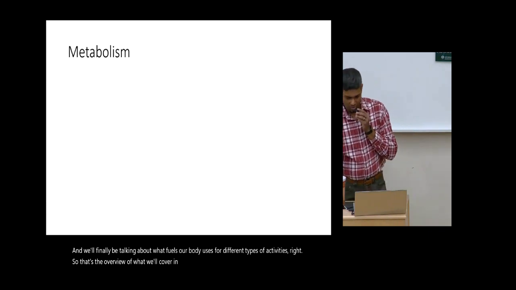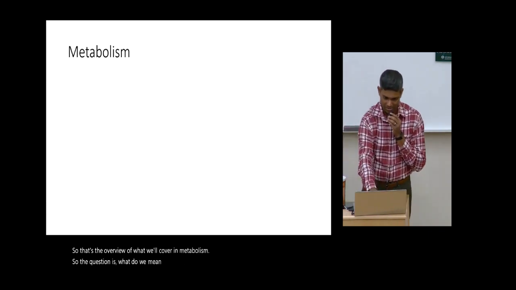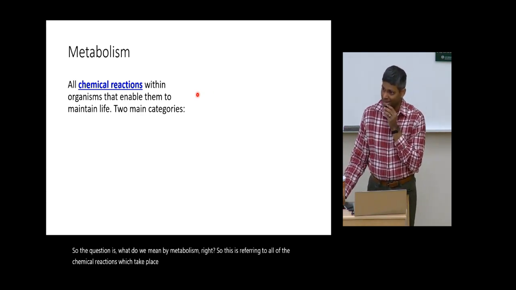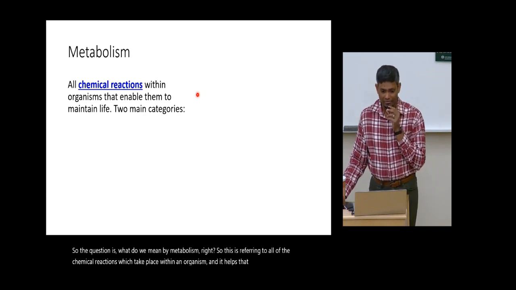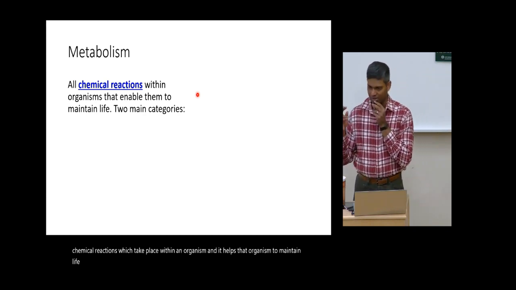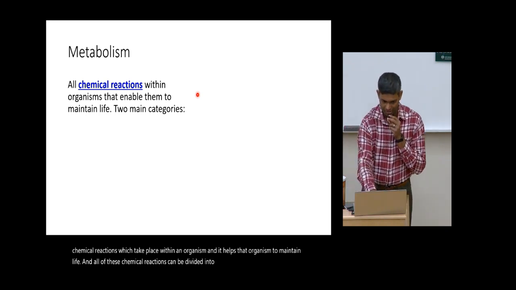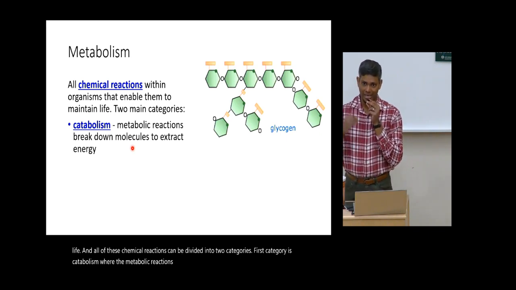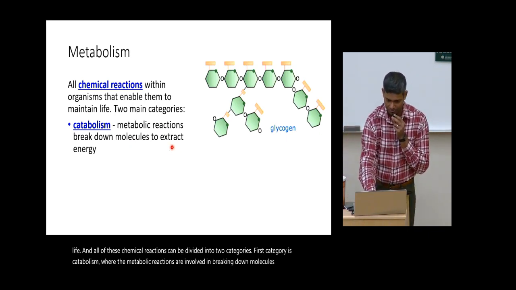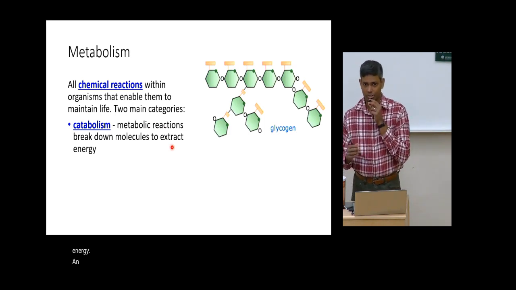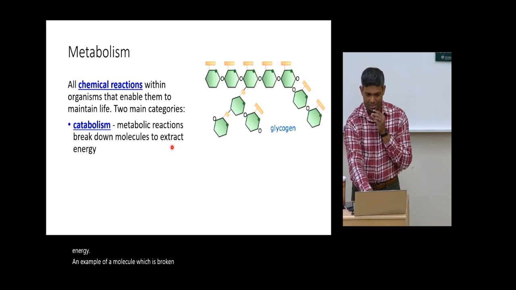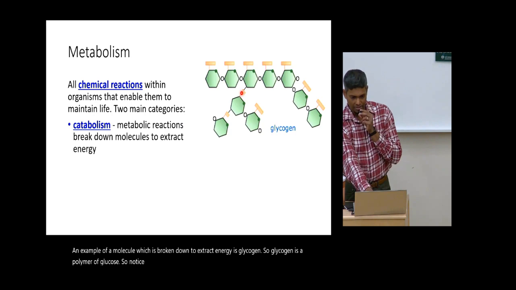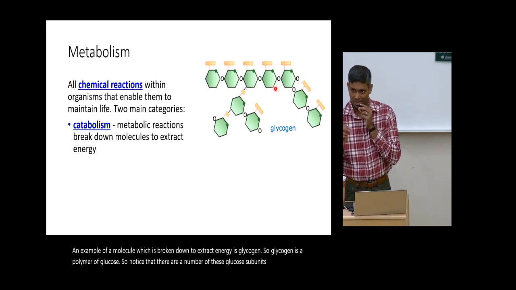So the question is, what do we mean by metabolism? This refers to all of the chemical reactions which take place within an organism, and it helps that organism maintain life. All of these chemical reactions can be divided into two categories. The first category is catabolism, where the metabolic reactions break down molecules to extract energy. An example of a molecule which is broken down to extract energy is glycogen. Glycogen is a polymer of glucose. Notice that there are a number of these glucose subunits which are linked one to another.